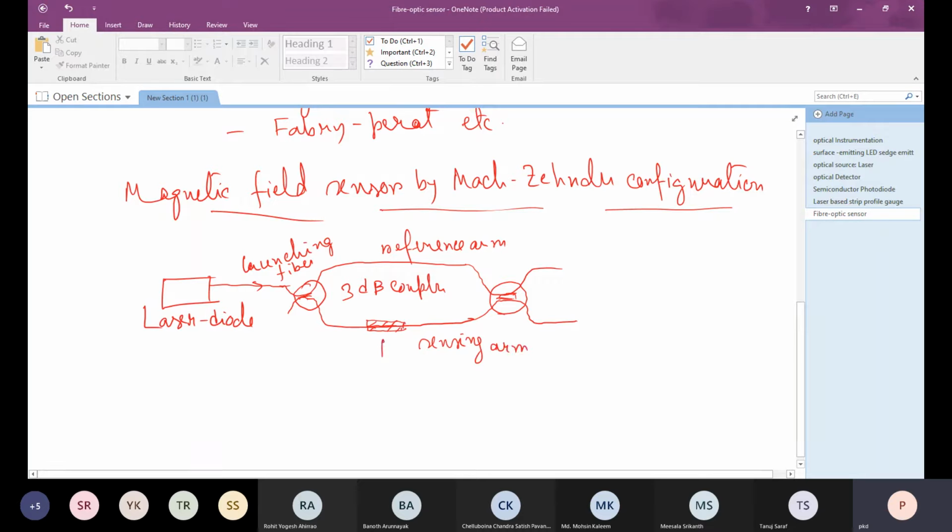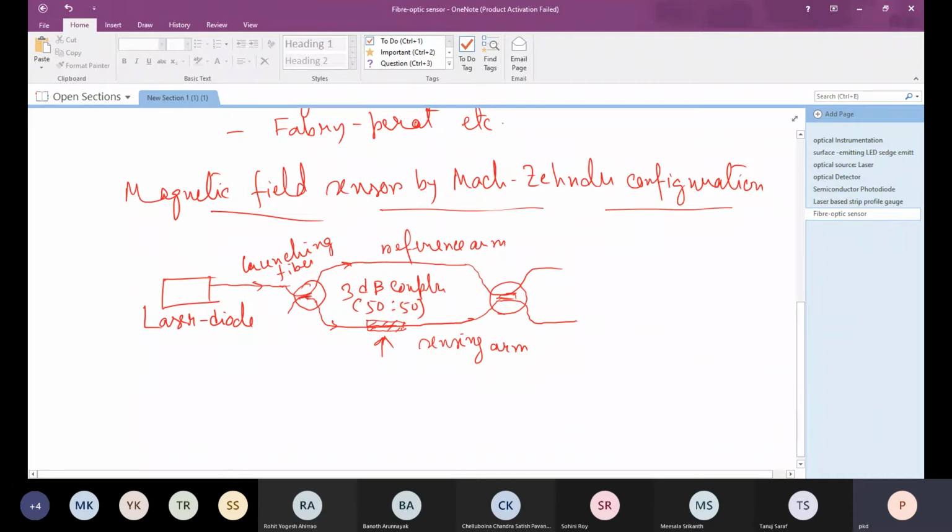Sir, 3 dB coupler means? A 3 dB coupler means it will split the light 50 to 50. That 50% power is essentially the 3 dB point, so the popular name is 3 dB coupler. Basically it splits the light equally into these two arms, one the reference arm and the other the sensing arm.